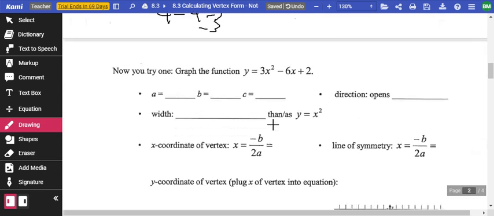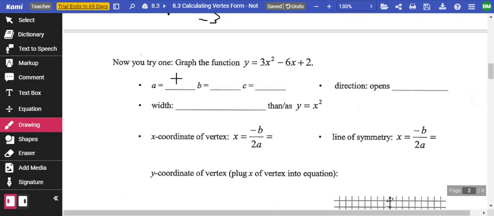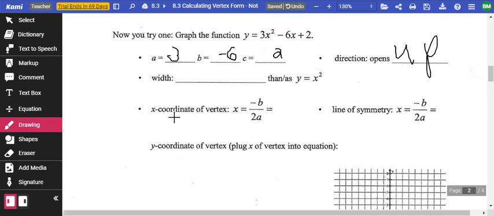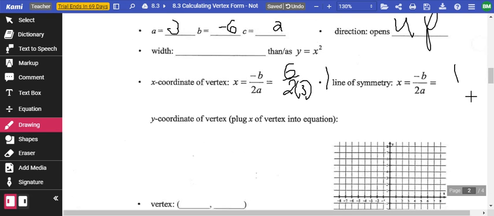Okay, so let's try that again. So here my A is 3, my B is -6, and my C is 2. I know the direction it goes is up because A is a positive number. Now, what is the width going to be? Let's see what happens. We're going to plug this in to find the vertex. So I'm going to go -b, which is 6, over 2 times 3. 6 divided by 6 is going to give me 1, which is also the line of symmetry.